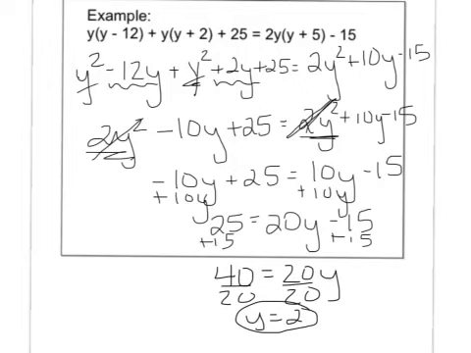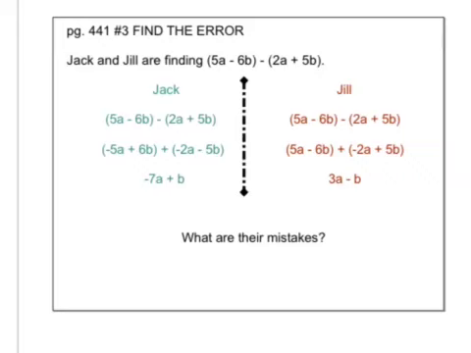So even though it started off as a pretty lengthy problem, once we started combining like terms and then also solving and kind of just moving our terms around on either side of the equal sign, it became a pretty reasonable problem. So last, we need to figure out what their mistakes were. So take a minute and just pause this video and see if you can find the mistakes that Jack and Jill made.